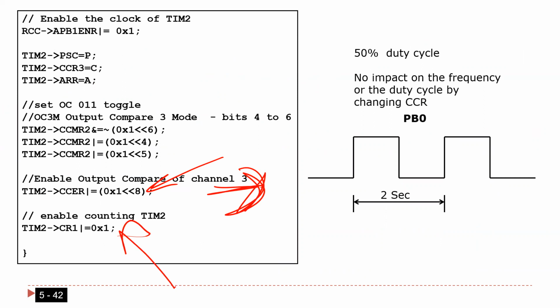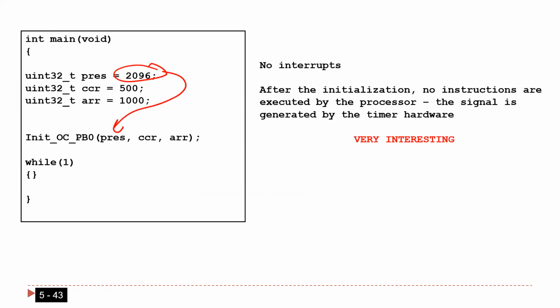In this example, I don't need interrupts. In other programs, I'm going to use interrupts, but here I don't need them. I'm not going to use interrupts. Is that okay? Okay. Now, in the main program, and this is the beauty.